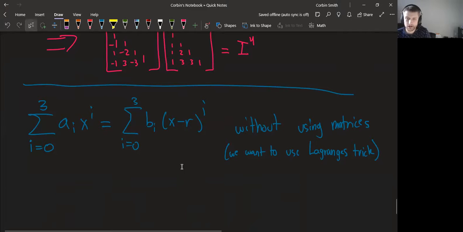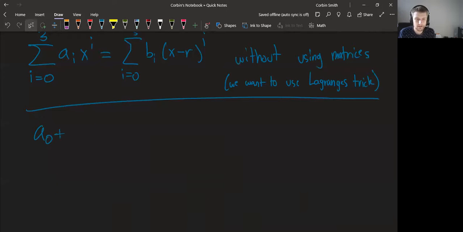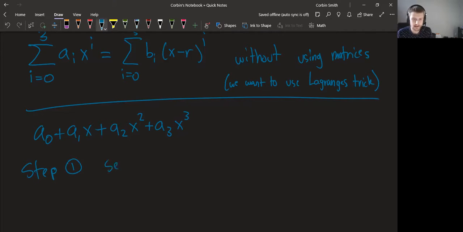Do you remember Lagrange's trick? So let's. No, I don't. So we have a0 plus a1x plus a2x squared plus. I don't remember Lagrange's trick. You'll probably remember it when I do this first step. So step one, instead of doing linear algebra to invert this matrix, we're going to do polynomial algebra instead.